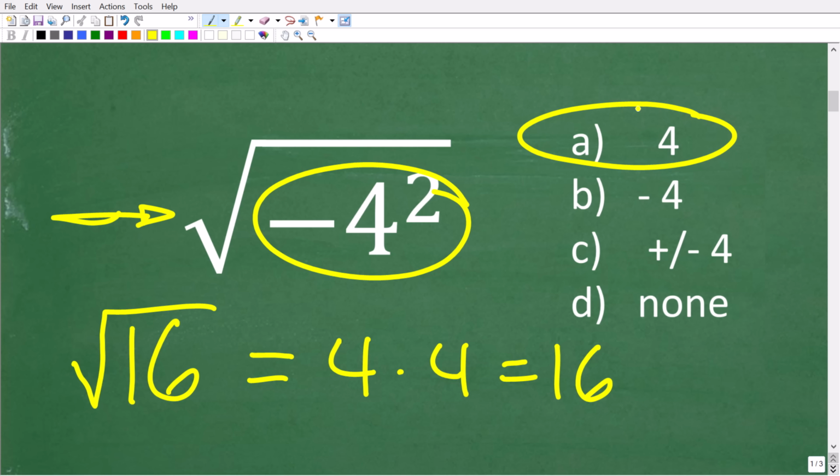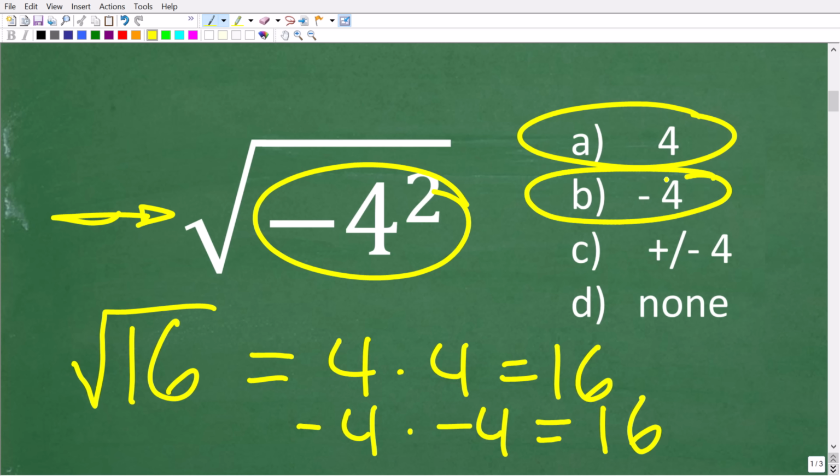But what about negative 4? Because negative 4 times negative 4 is also a positive 16. So maybe the right answer is negative 4. Well, if it's both 4 and negative 4, it looks to me that the correct answer here is both a positive and negative 4. Okay, so what do you think here? What is the right answer?